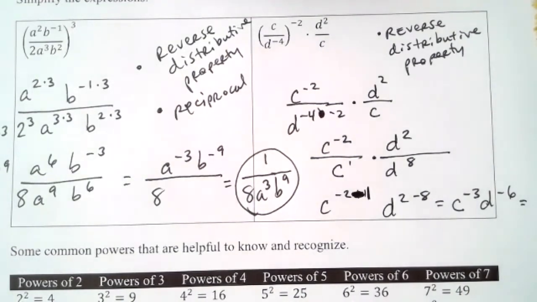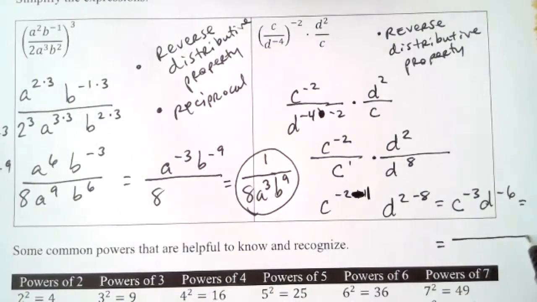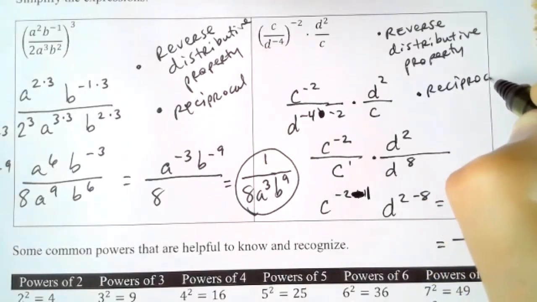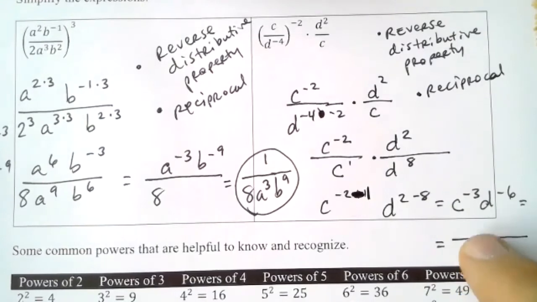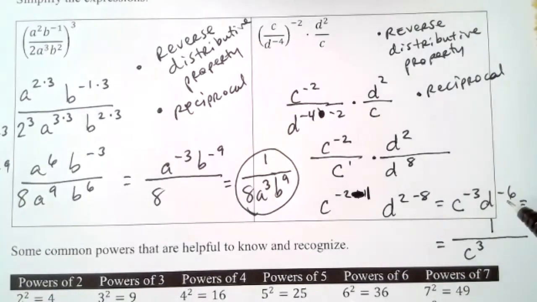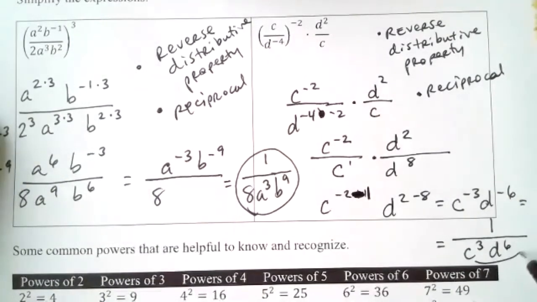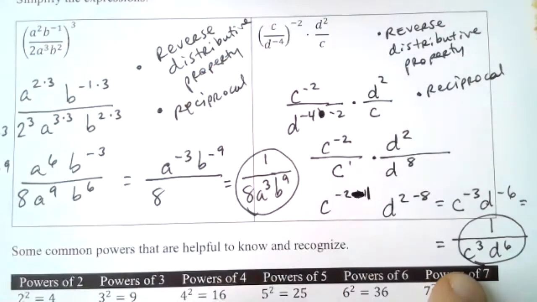So if I were going to rewrite this, now you need to do the word reciprocal, flip that c to the negative 3 down on the bottom of your fraction, and there should be a 1 on top. And then this d to the negative 6 goes down also, which becomes d to the 6. And so your final answer is that, okay? So all of this mess right here turns out to be 1 over c times d to the 6th, okay?